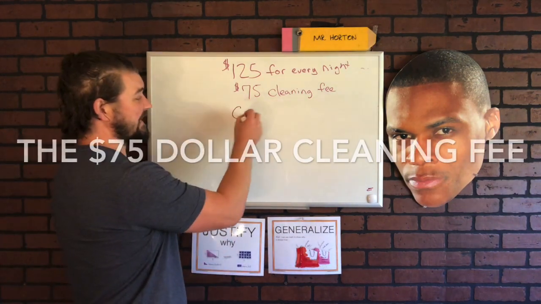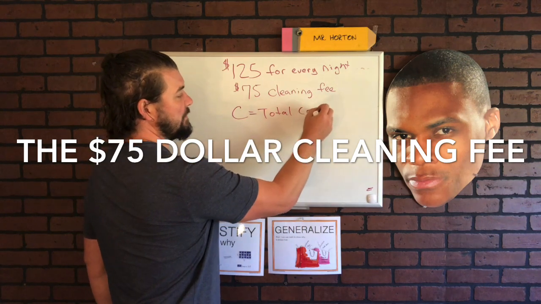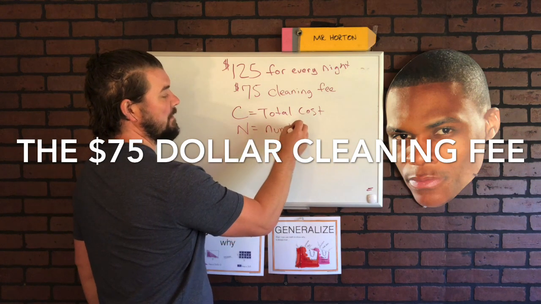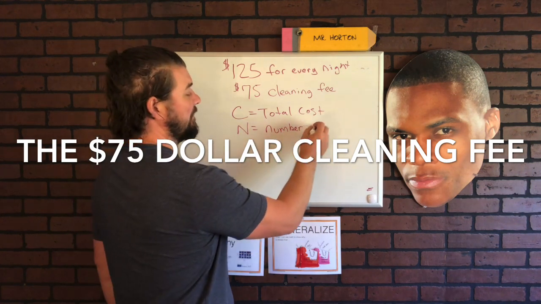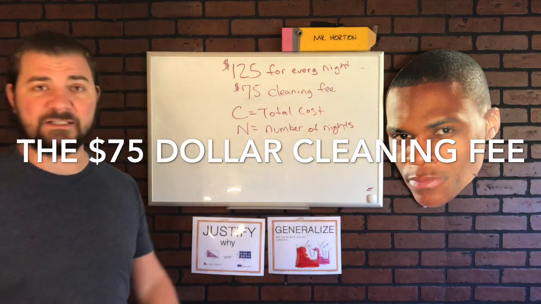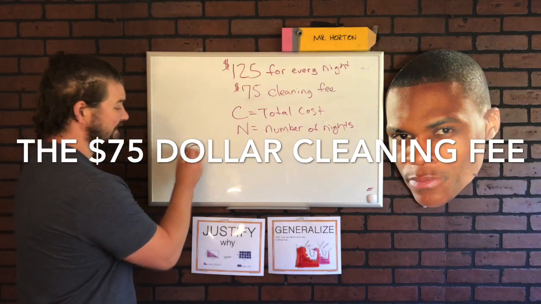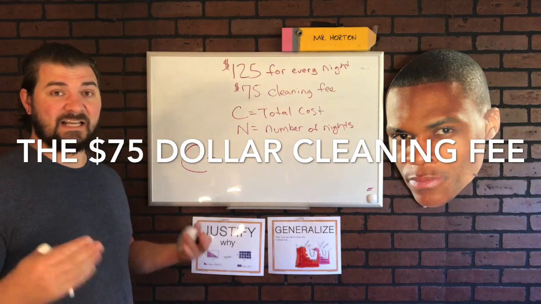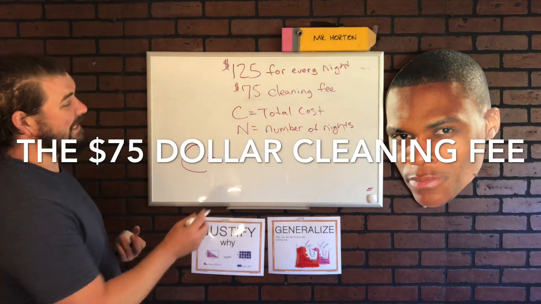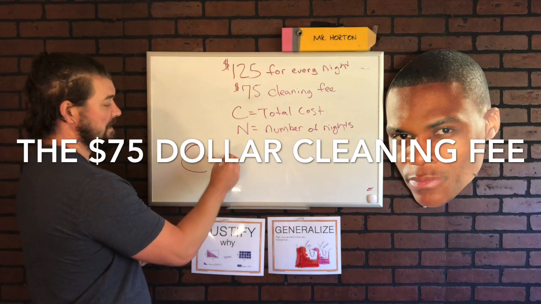If I'm going to use C as my total cost, and I'm going to use N for my number of nights, got some alliteration in there, how can I make this into an equation? Well, just like our last problem, I'm going to start with C. C, my cost is going to equal something. Where does that cost come from? Well, I need to know how many nights it is, and it's $125 per night.